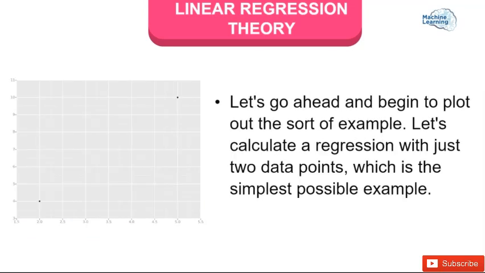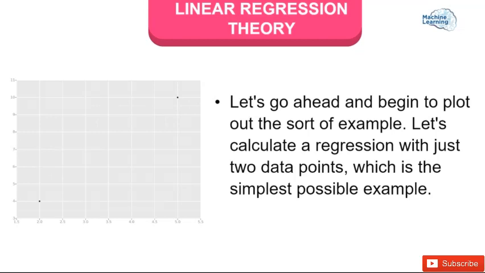Okay, so let's go ahead and begin to plot out the example so that you can see. We'll calculate a regression with just 2 data points, which is the simplest possible example. Right? So here we have 2 data points, x equals 2, y equals 4. And so this is one data point. X equals 5, y equals 10. This is our other data point. These 2 little black dots.